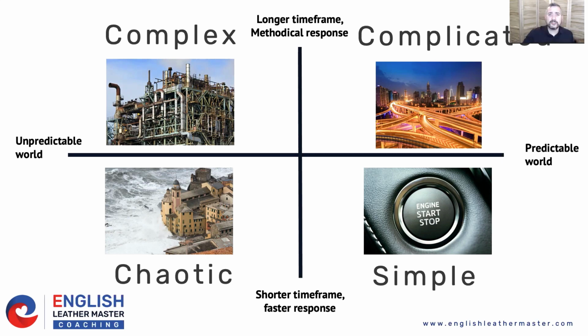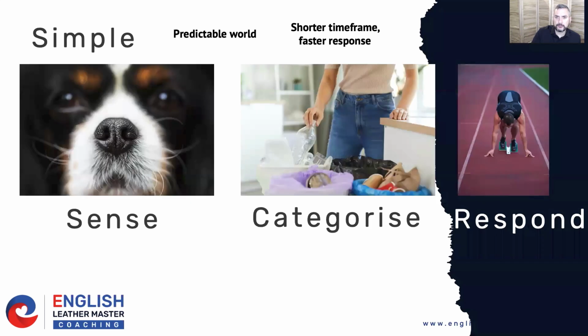So as I say, each of these quadrants has got a different way that the model suggests you deal. So let's start with the simple. This is predictable, short time frame, fast response. The way here is you sense what's going on, you categorize the situation, and then you respond accordingly. Because you've got models, there is best practice in the simple quadrant.